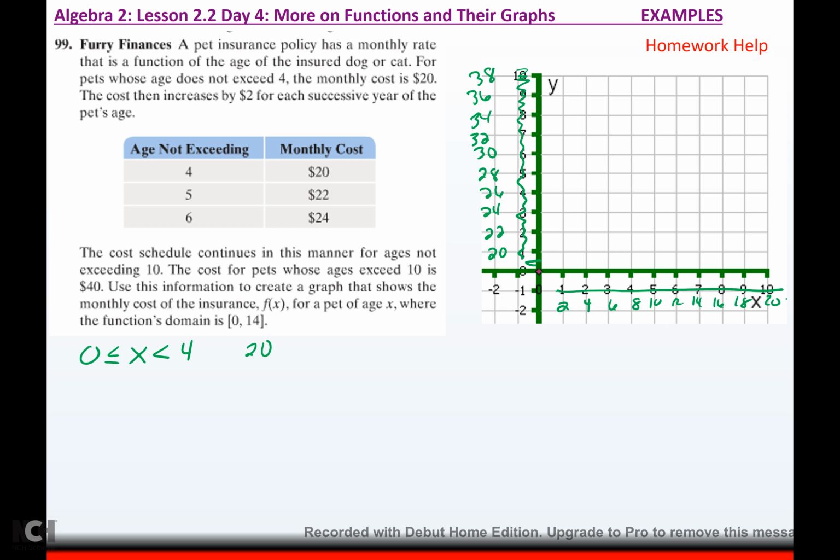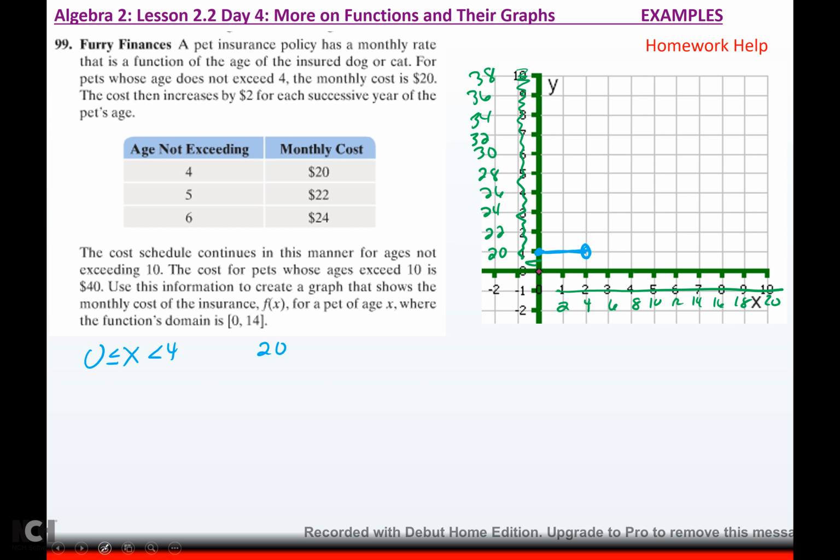Okay. So anything between 0 and 4 years of age is $20. Okay, now we got to get our circles right. The line is easy. 0 to 4 is $20. Now you got to get your circles. 0 is included, and 4 would be open. Okay? So, let me get our color straight. If your pet is between 0 but not over 4, your price is $20.